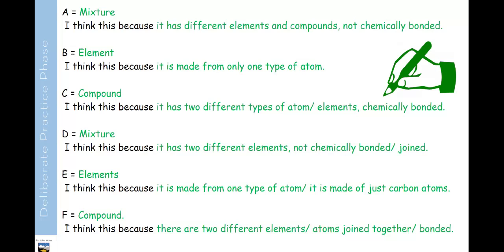D is a mixture because the elements were not chemically bonded. E was an element because, again, it was made of just carbon atoms, one type of atom. F is a compound because there were two different types of atoms chemically joined, chemically bonded.